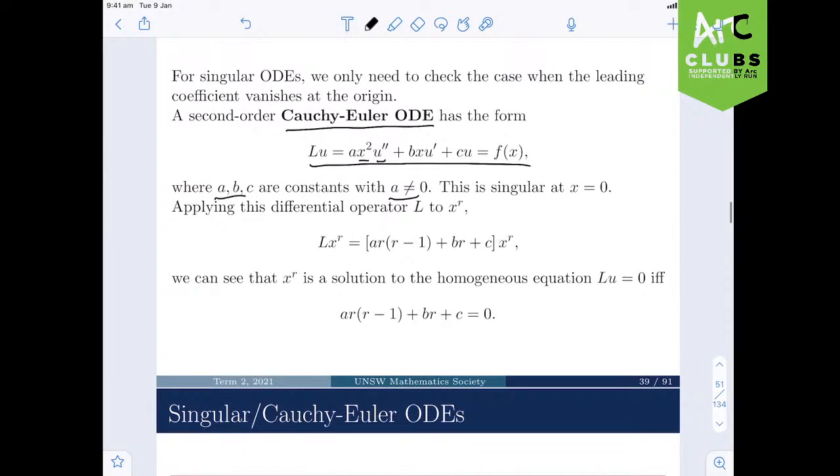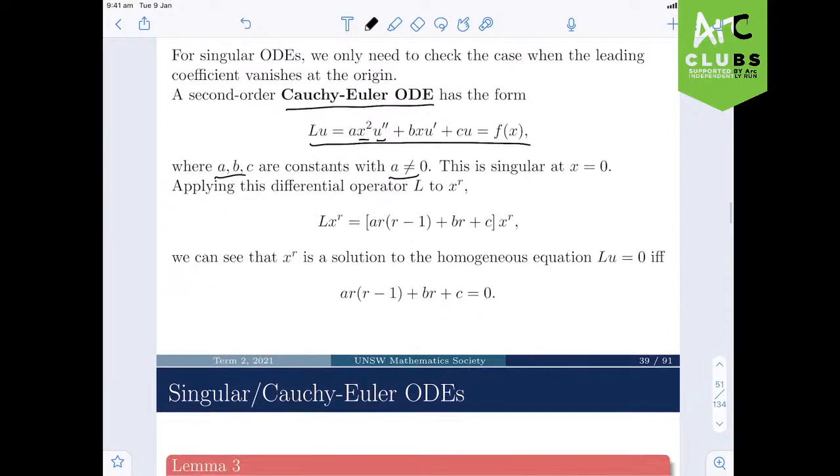Now, if we apply this differential operator L to x to the r, we get this. And I'm sure we've seen this before. It's called the indicial equation. And it looks like x to the r will be a solution to Lu equals 0 if and only if this indicial equation is 0.